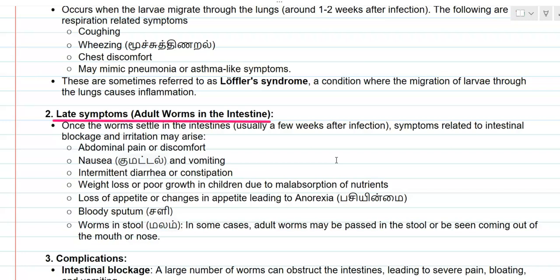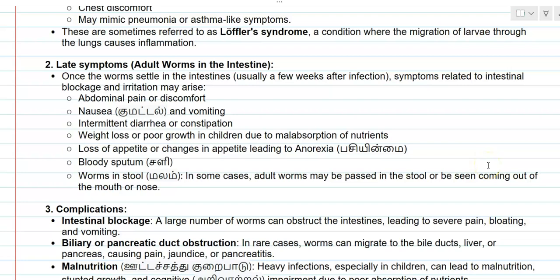Next come the late symptoms, that is, when the adult worms start multiplying in the intestine. These symptoms can be easily diagnosed. Once the worms settle in the intestine, usually a few weeks after the infection, symptoms related to intestinal blockage and irritation may arise. This includes abdominal pain or discomfort, nausea and vomiting, intermittent diarrhea or constipation, weight loss or poor growth in children, mainly due to malabsorption, that is, poor absorption of nutrients.